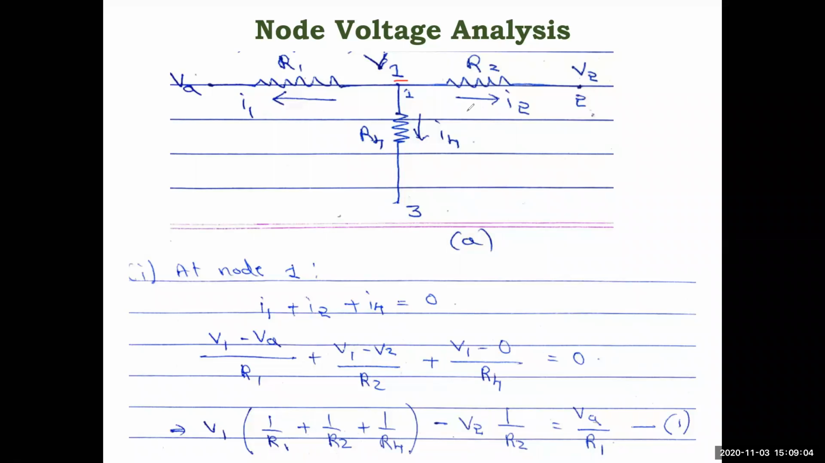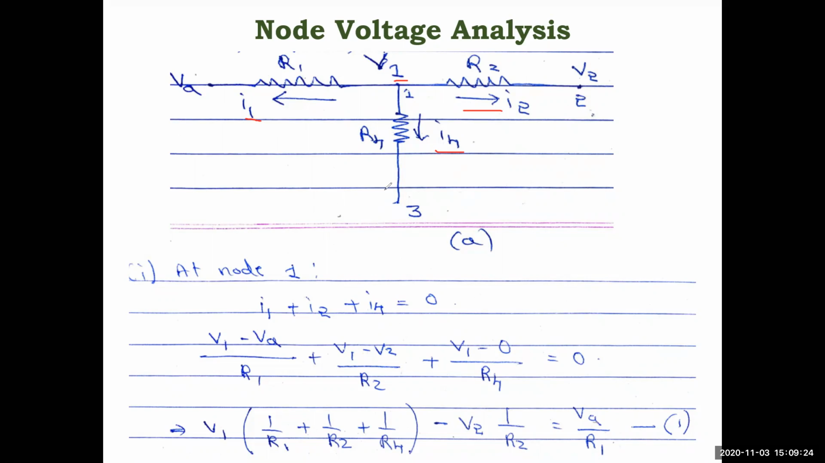The remaining resistors connected are R1, R2 and R4, and with respect to those resistors we have given names. With respect to R1 I have called the current I1, with respect to R2 I have called I2, and with respect to R4 I have called I4. That is nothing but the branch currents. So these are the branch currents.